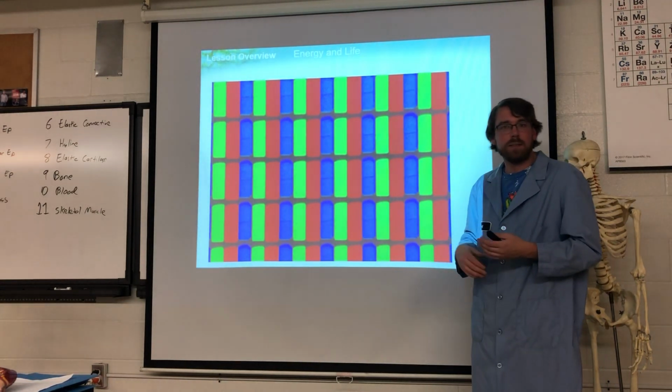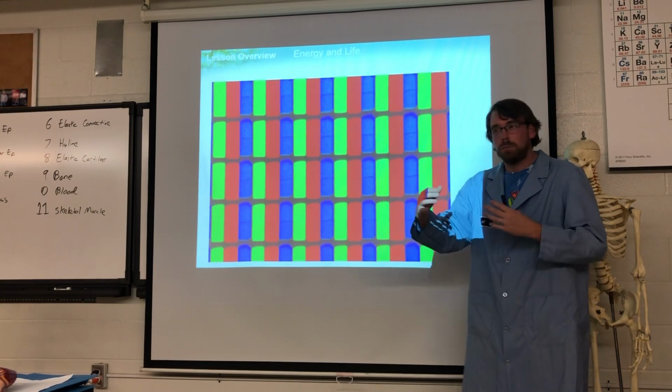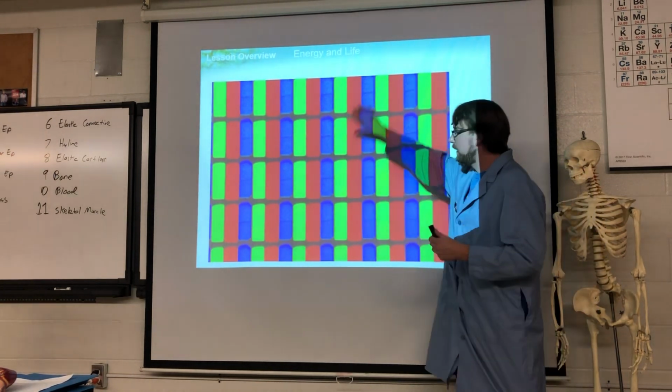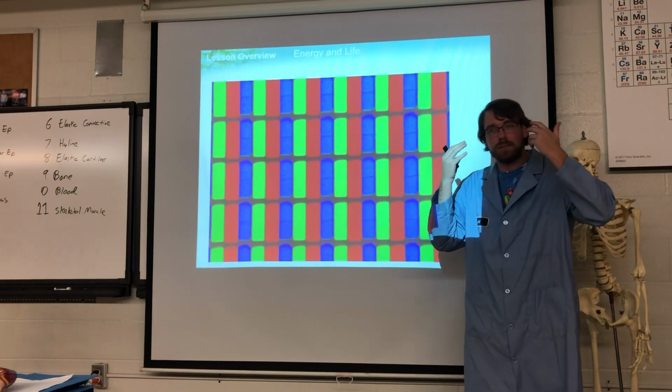It also has a white backlight. Every color that you see your phone make is by mixing these together, and that's all you need because that's all our eyes are sensitive to.